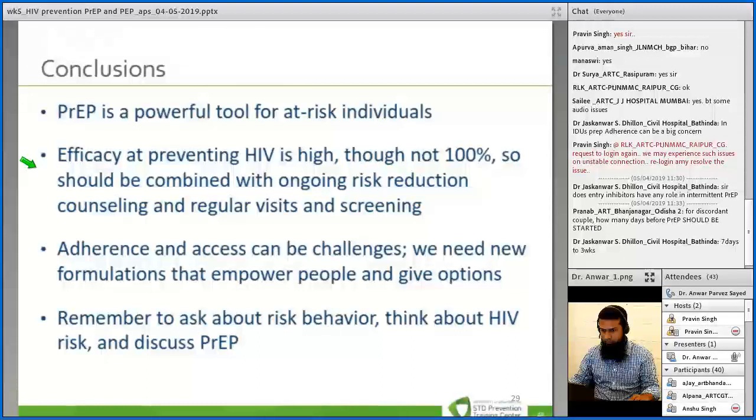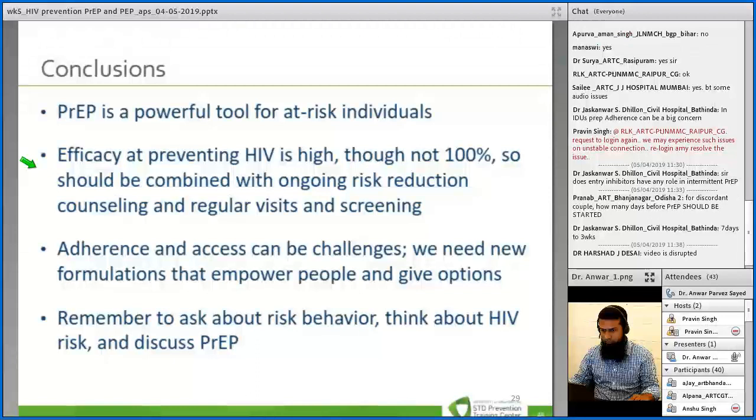About adherence, when we say that adherence is so important, different methods can be used to improve it. So overall, in this lecture, there are a few takeaways for us. One thing is, in our program, as I said, there is no denial for PrEP. It may come in future. It may come in the very near future for those people who are at high risk.